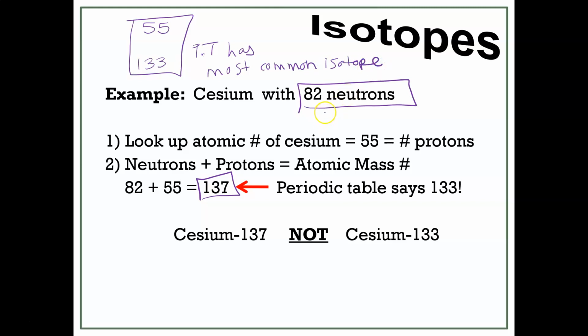The question we had wasn't the most common version. So cesium-133 is the most common in the universe, but cesium-137 may just be a different version that can exist.